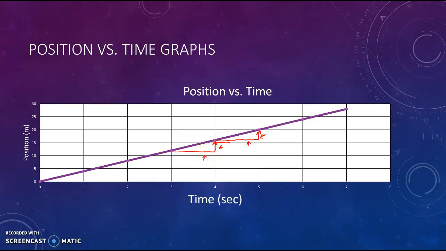So for a constant velocity motion, when we're moving at a constant velocity, or in this case a constant speed because it's only one dimension, we'll have a position versus time graph that's a straight line. Okay, if we're at rest, it's going to be horizontal. If we're moving at constant velocity, it's going to be a diagonal.